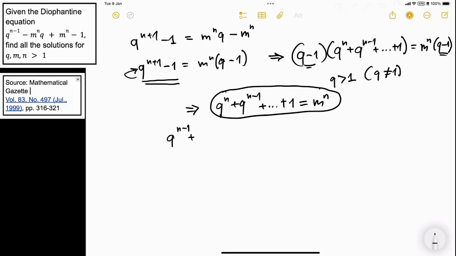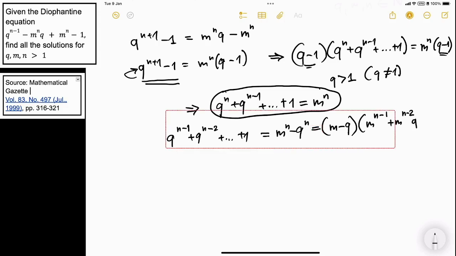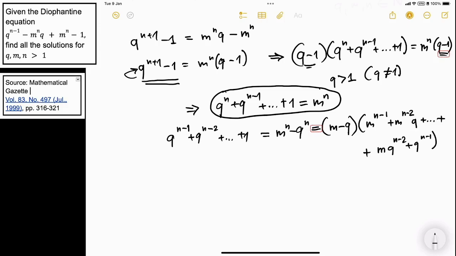So we keep these elements here, m to the power of n minus q to the power of n. This can be written in a similar way, basically m minus q times (m^(n-1) plus m^(n-2) q plus etc. plus m q^(n-2) plus q^(n-1)). Okay, so here we go.